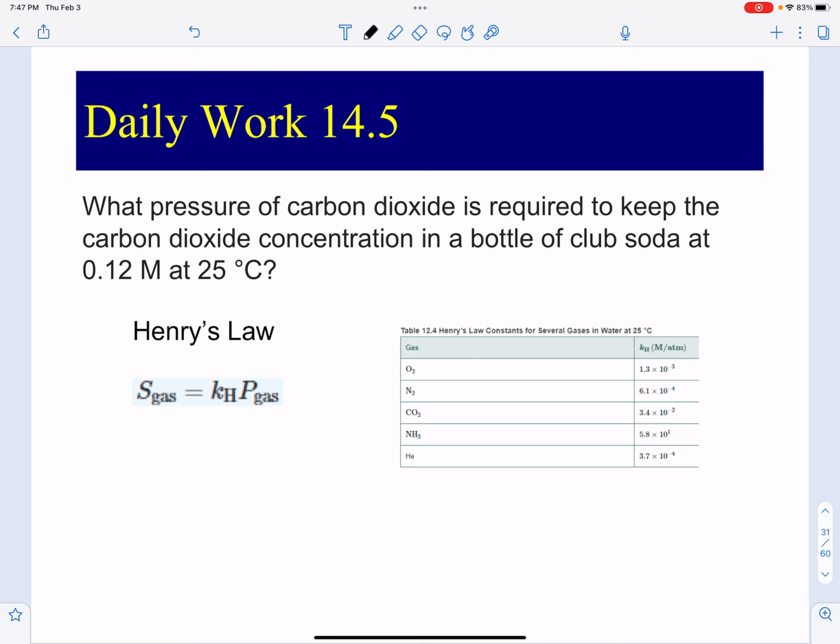Here's your daily work. So how would you solve these problems? You got the formula with 3 different variables. Which one is 0.212 molar? Does the temperature go anywhere? Where do I get my KH from? And how much is the pressure? That's what you're looking for, right? Well, how much is the pressure?